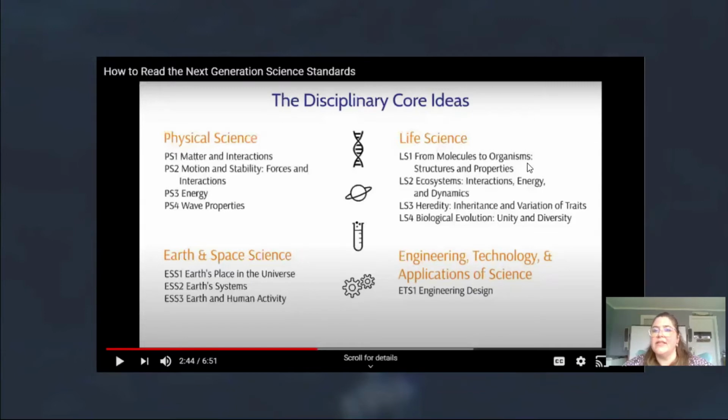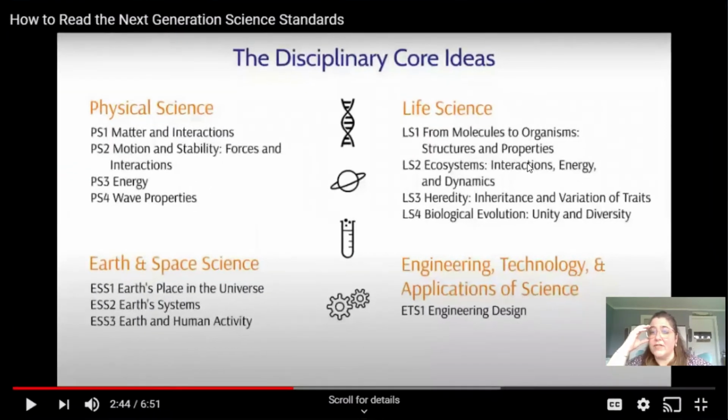Over here in life sciences, you have the structure of life from molecules to organisms. You have ecosystems, heredity, and biological evolution. And then you also have a section on earth and space science, which includes your earth and environmental, so the human impacts on the earth, as well as your Earth's place in the solar system and the systems of Earth.